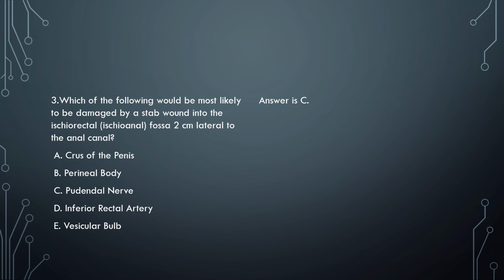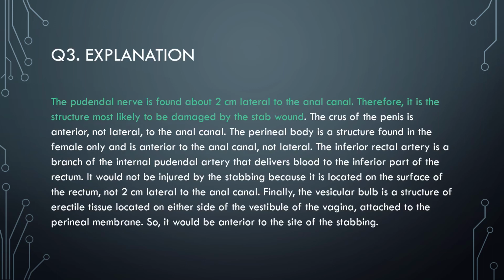Let's take a look at more explanation for better understanding. The pudendal nerve is found about 2 cm lateral to the anal canal. Therefore, it is the structure most likely to be damaged by the stab wound. The crus of the penis is anterior, not lateral, to the anal canal. So, in this question you have been asked for a structure which is lateral, not anterior.